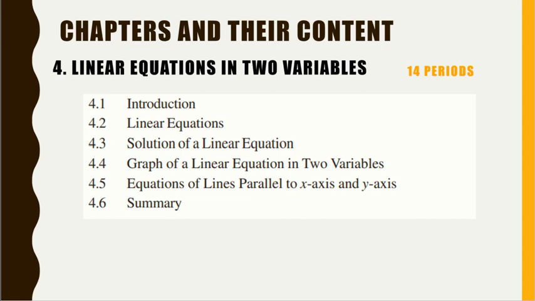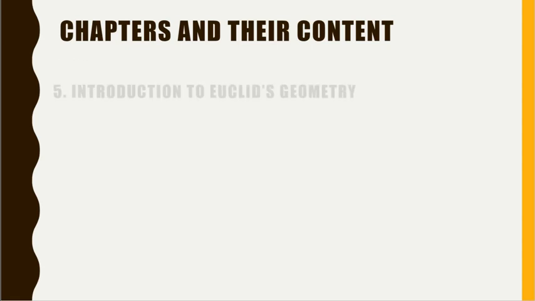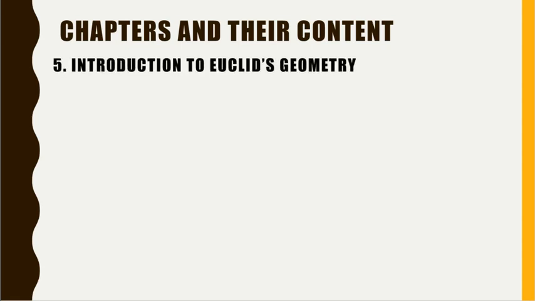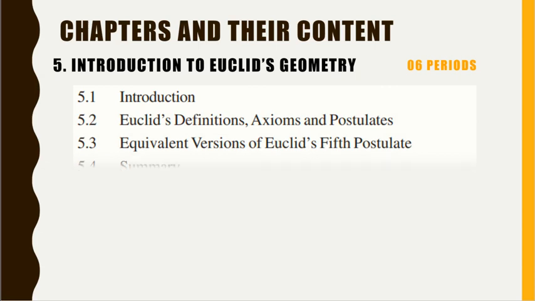Moving on to the fifth chapter. Fifth chapter is Introduction to Euclid's Geometry, which is supposed to be taught in 6 regular periods, and subtopics of this Introduction to Euclid's Geometry are introduction, Euclid's definitions, meaning of axioms and postulates, equivalent versions of Euclid's fifth postulate. These are the main important subtopics.